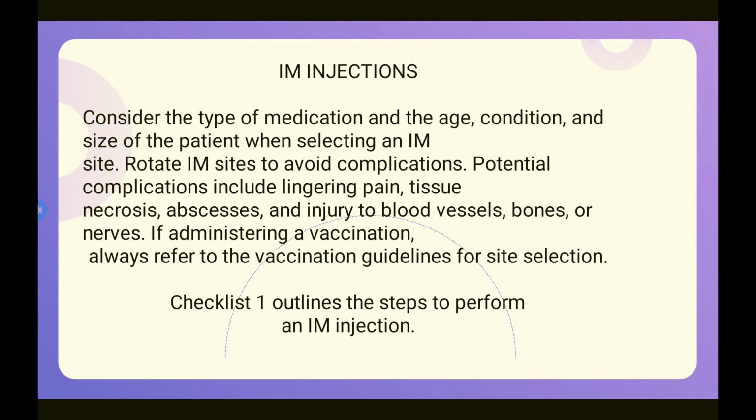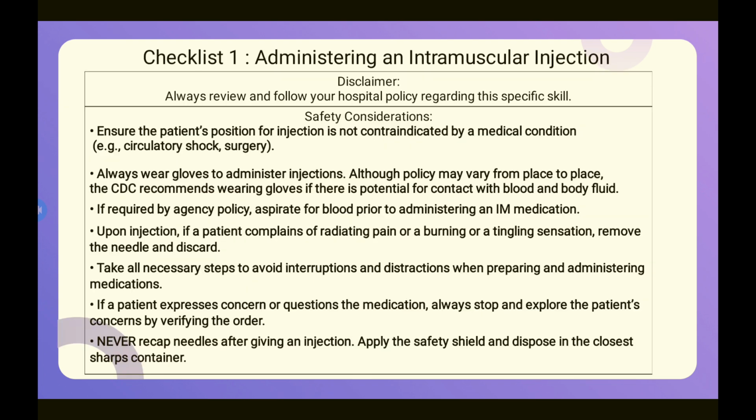First, we'll speak about the checklist and the steps to perform intramuscular injection. We need to see the disclaimer and always review and follow your hospital policy regarding this specific skill. Take this safety consideration: ensure that the patient's position for the injection is not contraindicated by a medical condition or case, like circulatory shock or surgery. And always wear gloves to administer the injections.